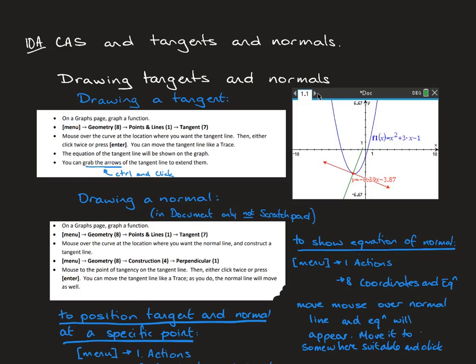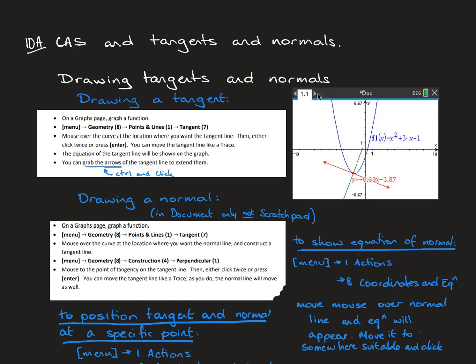In this video, I want to look at CAS and finding tangents and normals to curves. In the graphing window, for any given function, it's possible to get it to draw a tangent at a point and a normal at a point. It will also automatically show you the tangent equation. You can get it to give you the equation of the normal, and then you can move the position of the tangent and the normal to any given x value that you like. So let's have a look at how that works.